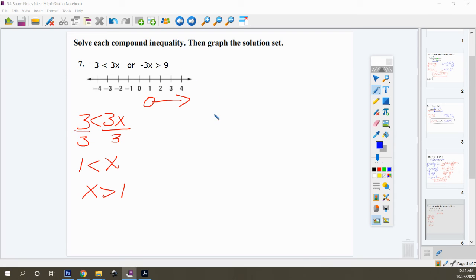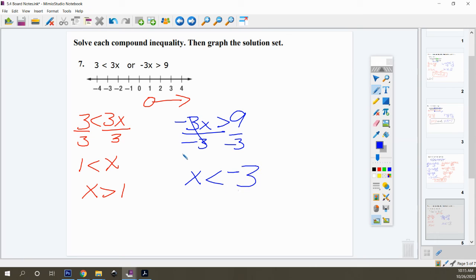Solve the other one. Negative 3x is greater than 9. Divide by negative 3 to get rid of it. That cancels and leaves me with x. Now I have to flip my sign because I just divided by a negative number. So less than, 9 divided by negative 3 is negative 3. So now I'm going to come to negative 3, and it goes left because it's a less than. Neither one of them had an equal to bar on it, so they're both empty.